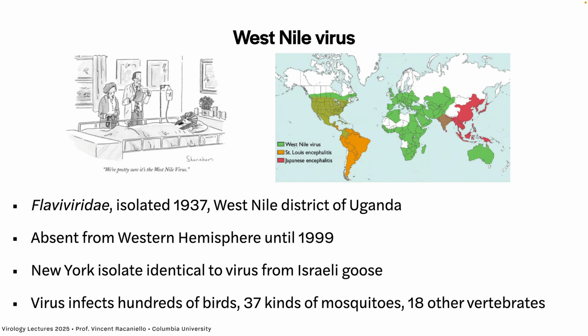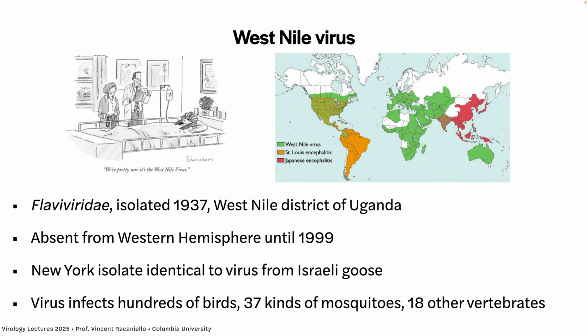Okay, we'll end up with West Nile virus. Now, West Nile virus was not isolated in Egypt, as this cartoon says. We're pretty sure it's West Nile virus because this patient looks like an Egyptian. But no, it was not identified in Egypt. It was identified in the West Nile district of Uganda, which is down in Africa there, 1937. And it was absent from the Western Hemisphere until 1999, which you may remember I talked about. It entered New York in the summer of 99, and has now spread throughout the Americas since then.